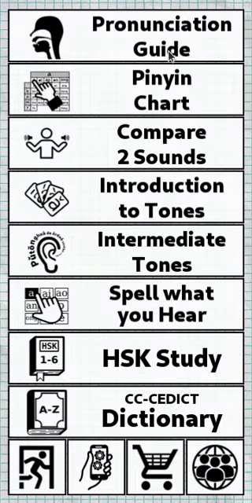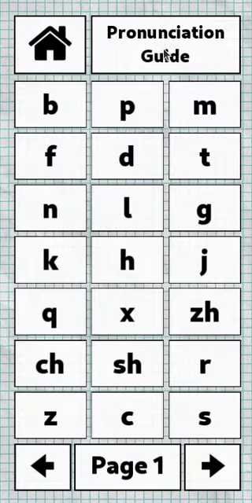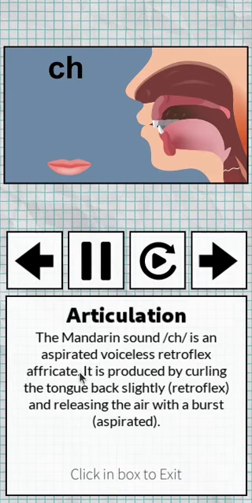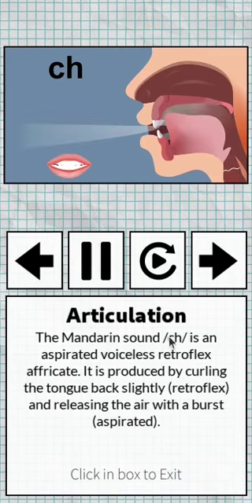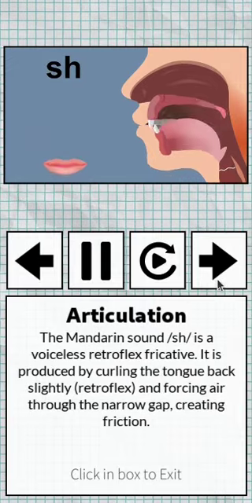Let's start with the pronunciation guide. In the pronunciation guide, you can cycle through 3 different pages, and they will list your initials and your finals and everything in between, the parts that make up Chinese sounds. It explains the articulation of how to make those sounds, and you can cycle through these as many times as you want.